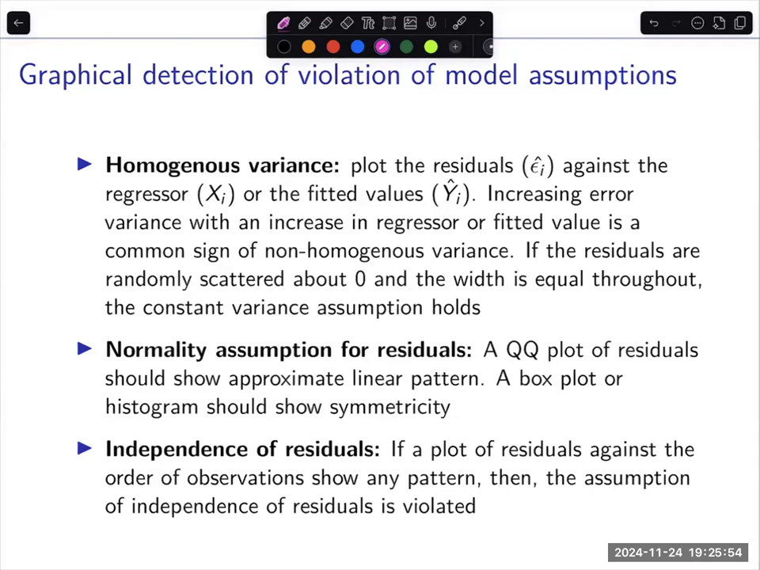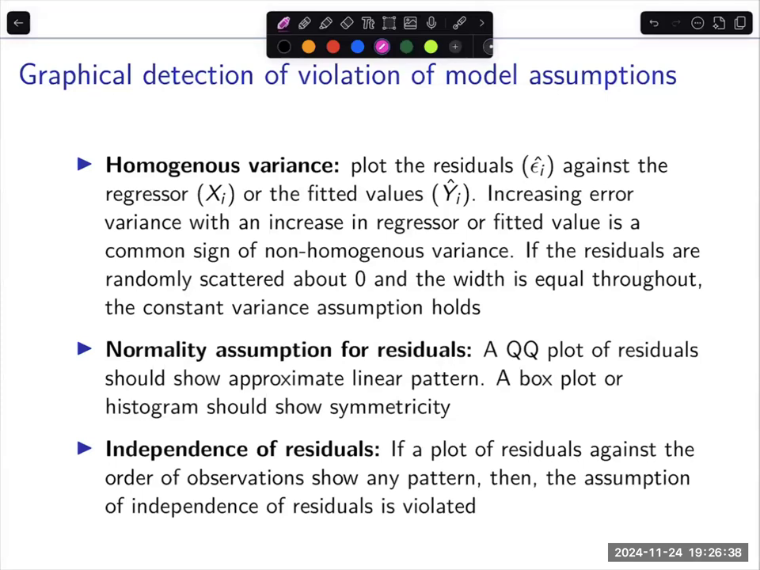Remember, we assume that the model error has sigma square as the variance, and sigma square does not change from one observation to another. That is what we call the homogeneous variance assumption. Also, we assume the data follow the normal distribution. That is the normality assumption. And the last one is the independence of residual assumption. So let's talk a little about all three of them using the following plot.